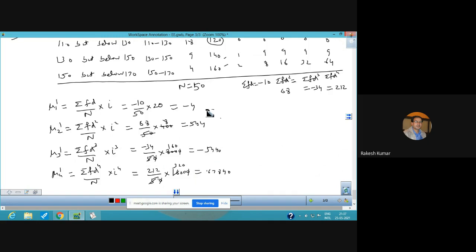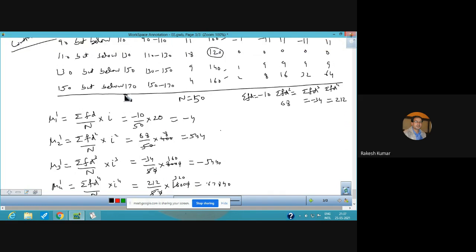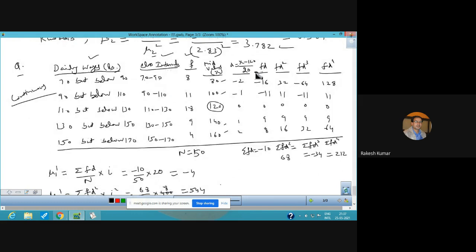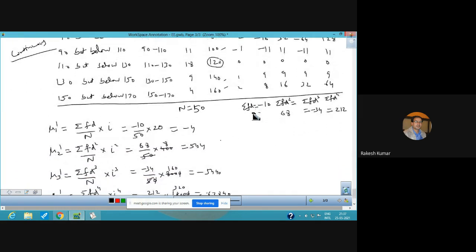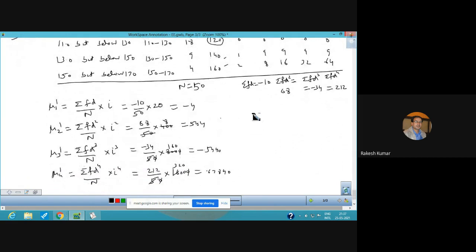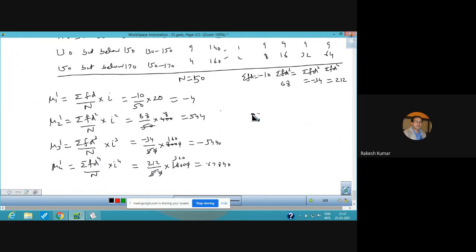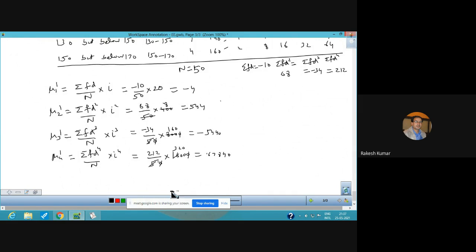So convert some movements about arbitrary origin to movements about mean. So these are the movements about the mean deviation actually. These are the movements about the mean deviation. Now you can convert the movements about arbitrary origin. These are the actual movement formulas.